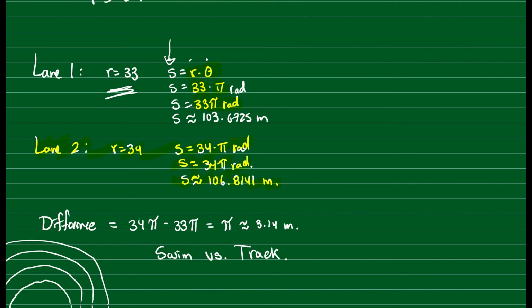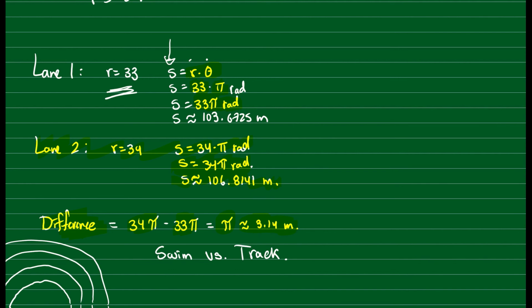The inside of lane 2. And it turns out that the difference is 34 pi, that was the second lane, minus 33 pi, which was the arc length of the innermost lane, for a difference of pi, which is approximately equal to 3.14 meters.